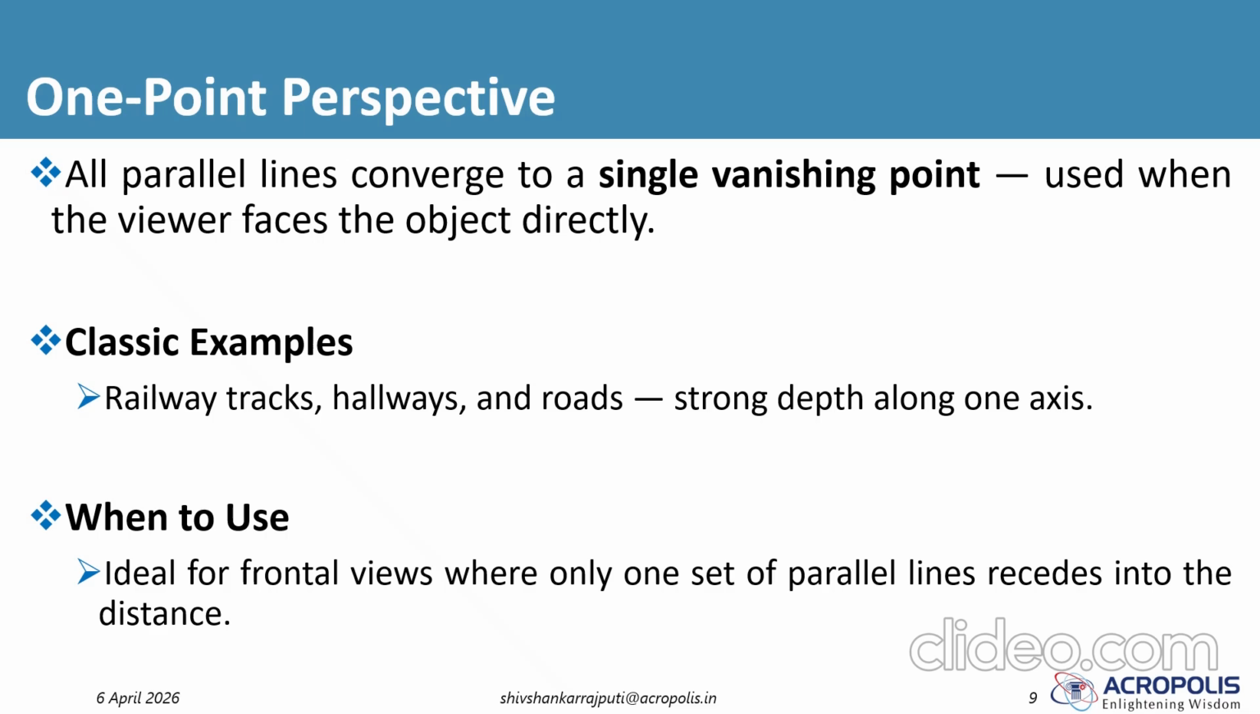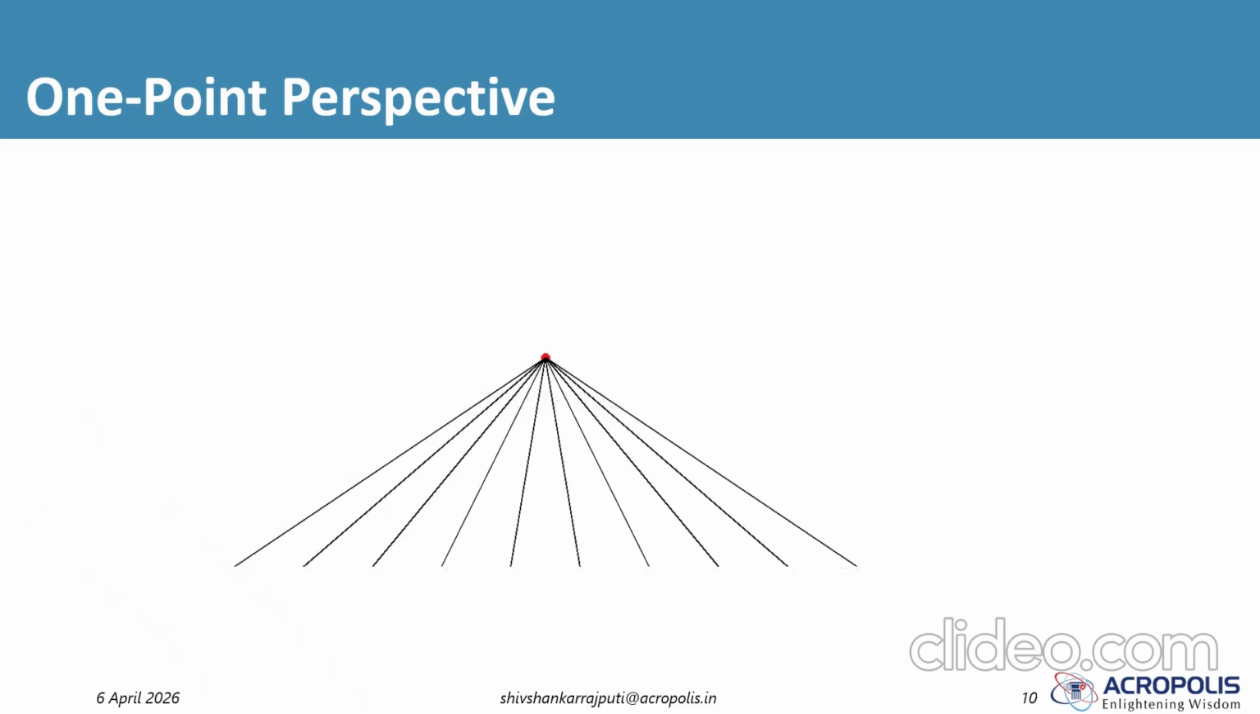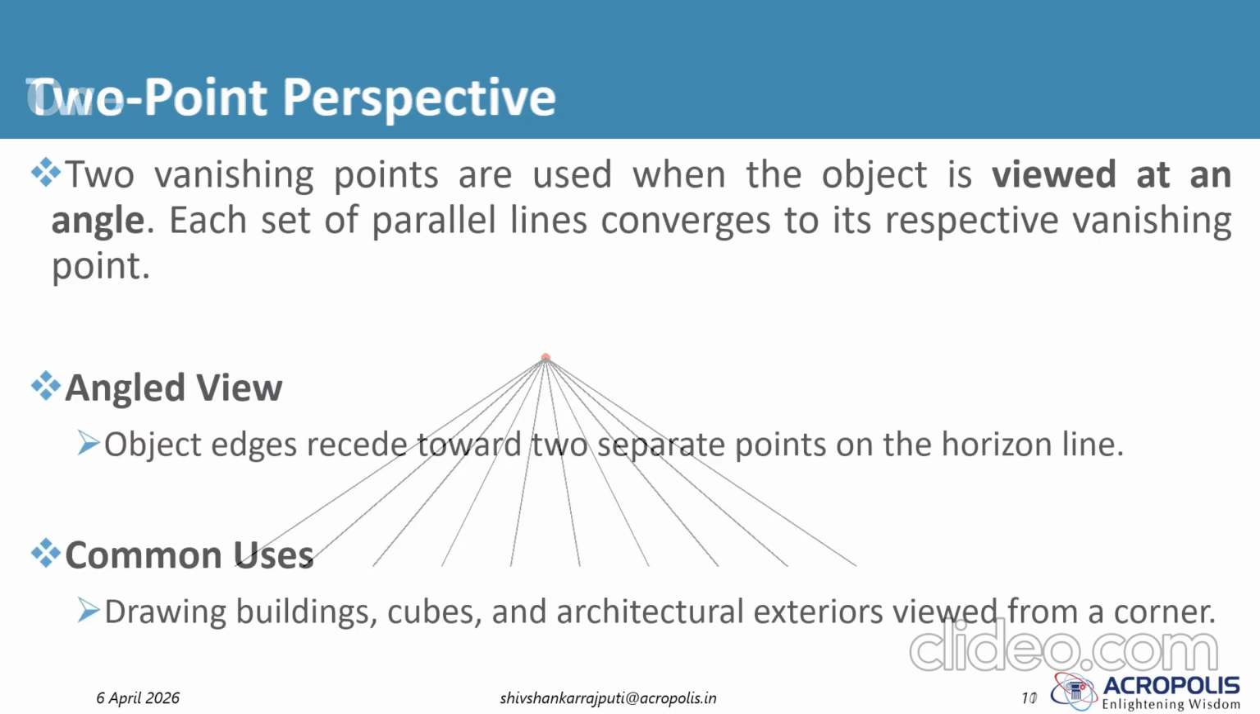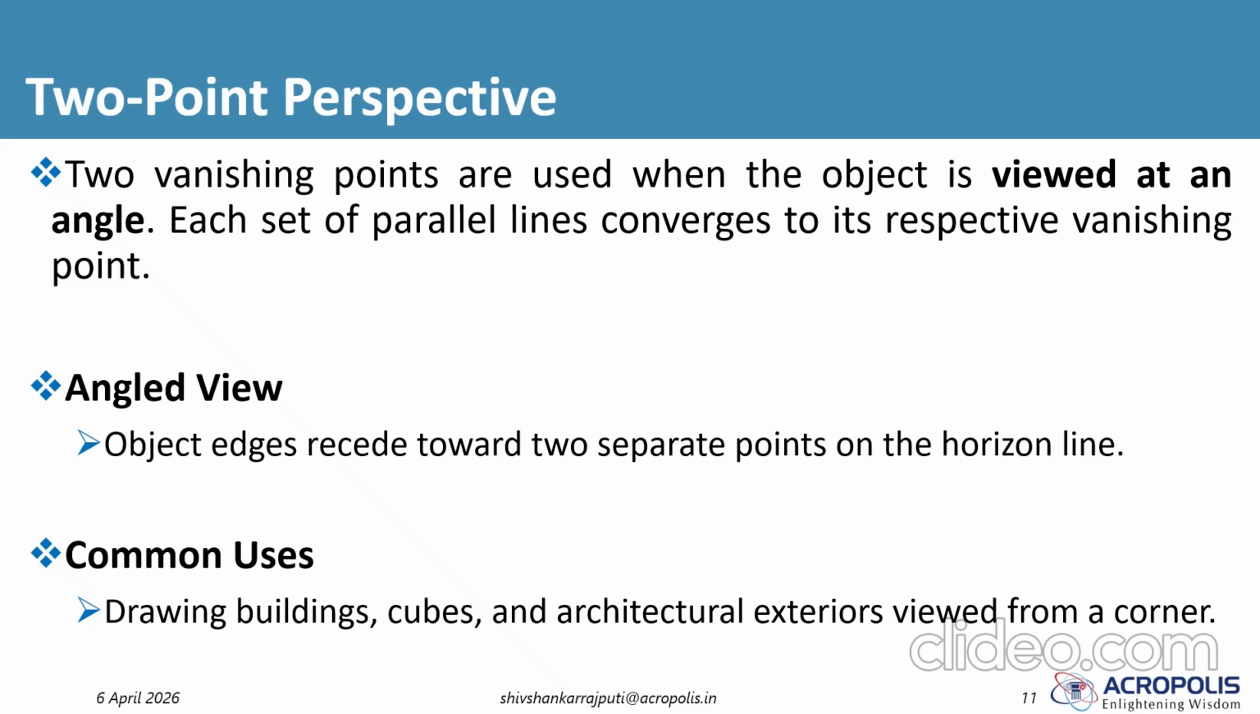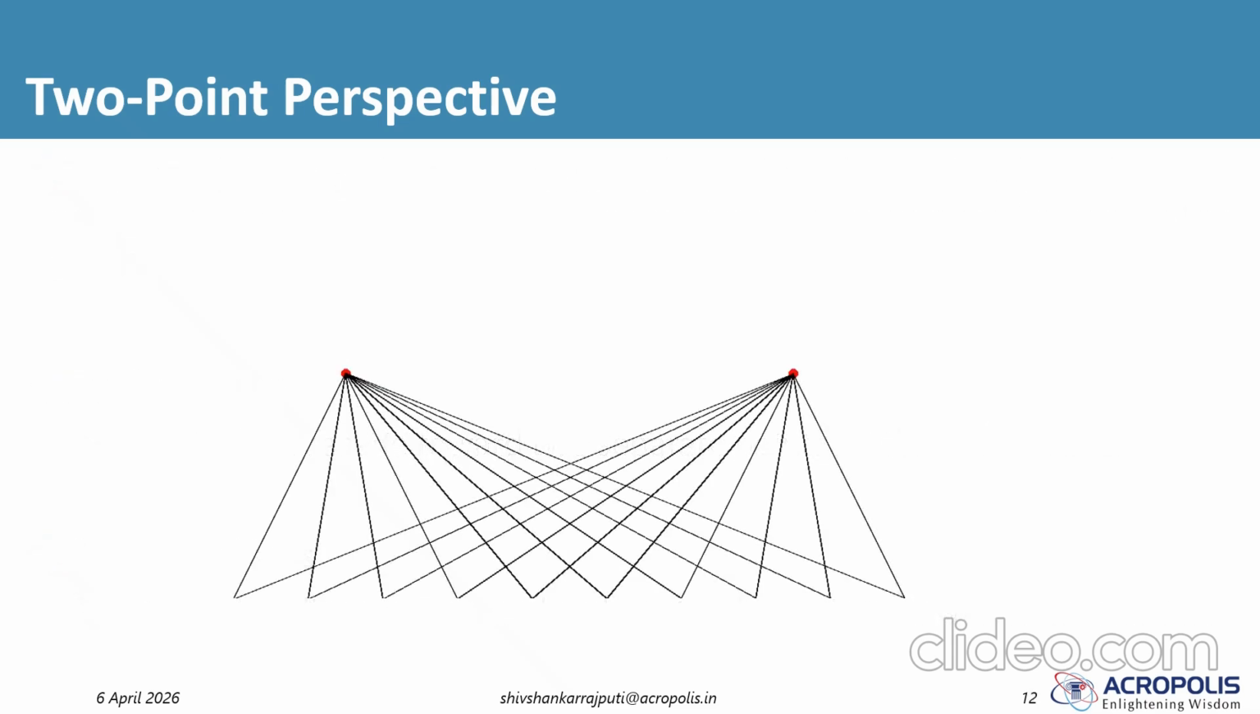In two-point perspective, there are two vanishing points. This occurs when the object is viewed at an angle, rather than directly from the front. Each set of parallel lines converges toward its own vanishing point on the horizon line. This technique is commonly used for drawing buildings and objects viewed from a corner.